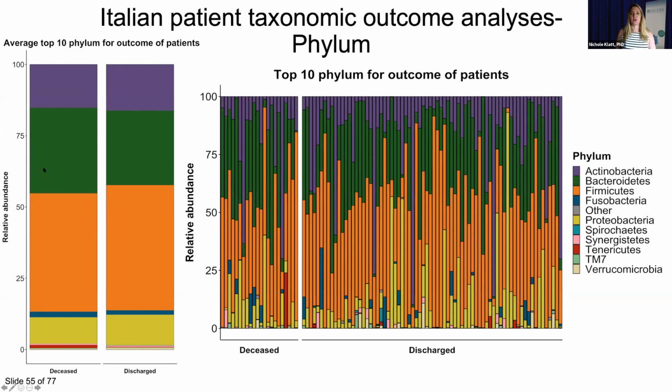And this is just showing you the top 10 phyla. What you can see, and this is the average, is there weren't huge differences. When we look at deceased versus discharge, we did not see major differences in the phyla, nor did we see this in the genera, looking at a lower level.